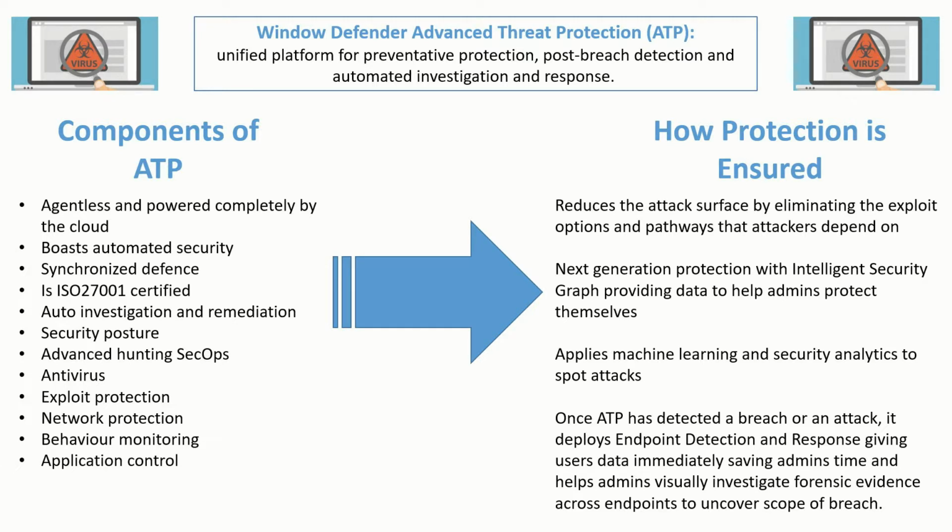ATP reduces the attack surface by eliminating the exploit options and pathways that attackers depend on the most. It boasts next-generation protection with an intelligent security graph providing data to help admins protect themselves from advanced ransomware, fileless, and other types of attacks. Better endpoint detection and response by actively monitoring behaviors, applying machine learning and security analytics to spot attacks, provides SecOps-rich tools to investigate and respond to threats.